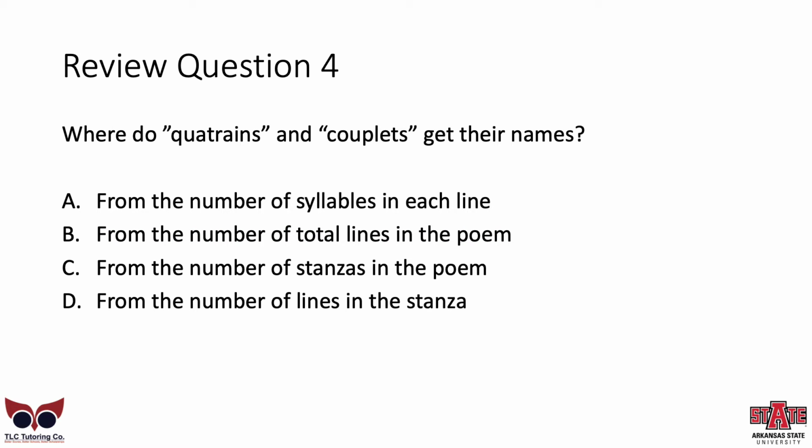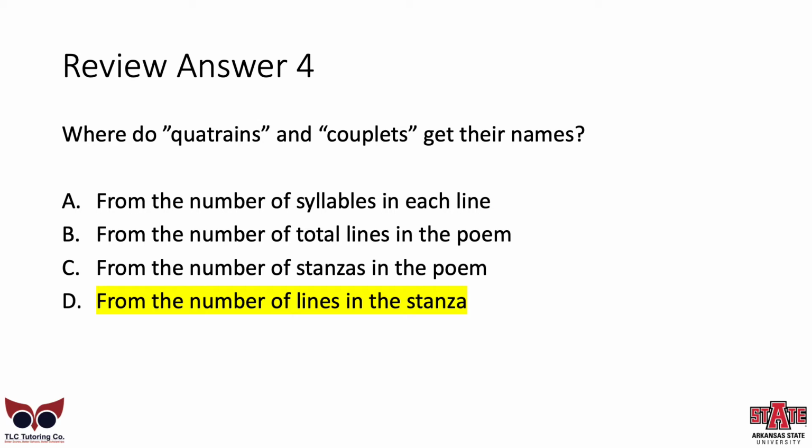Where do quatrains and couplets get their names? From the number of syllables in each line, from the number of total lines in the poem, from the number of stanzas in the poem, or from the number of lines in the stanza. Quatrains and couplets get their names from the number of lines in the stanza.